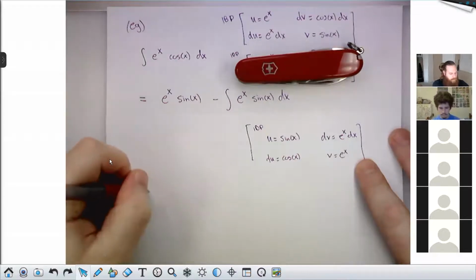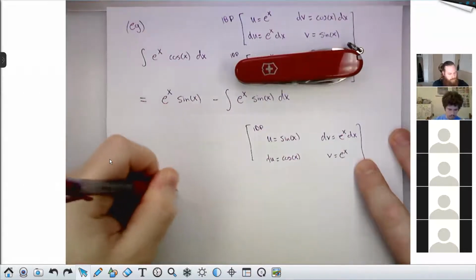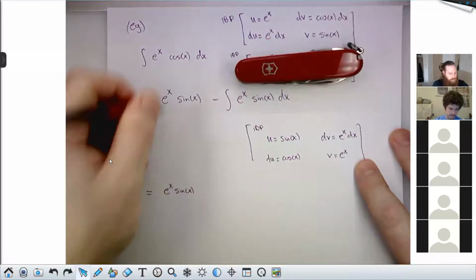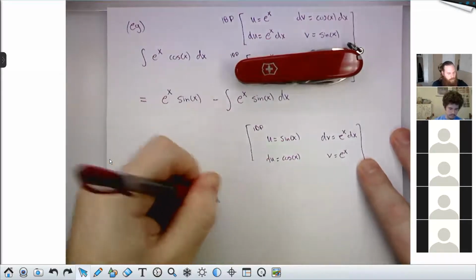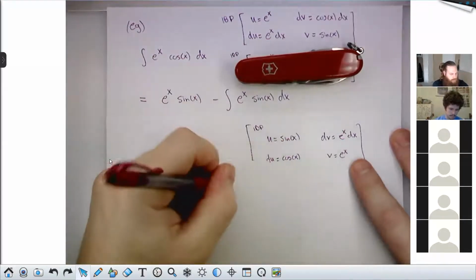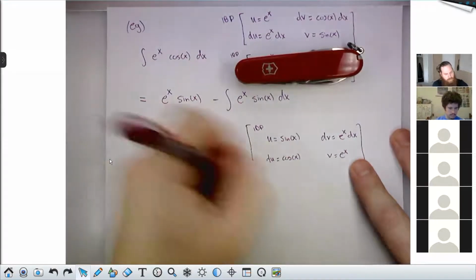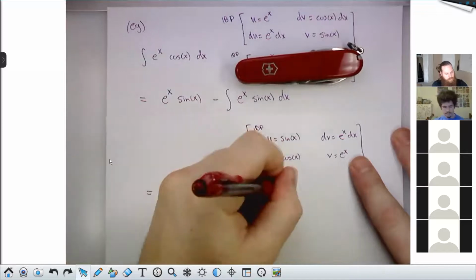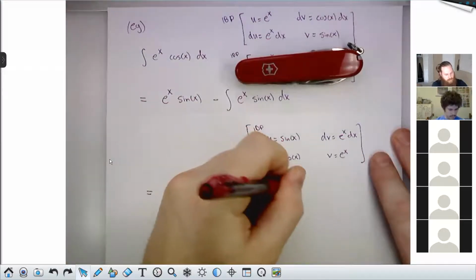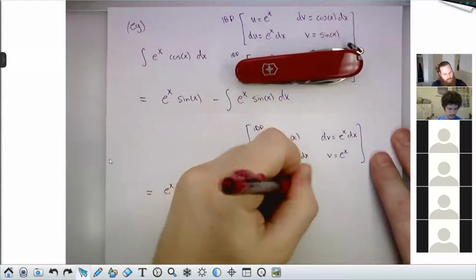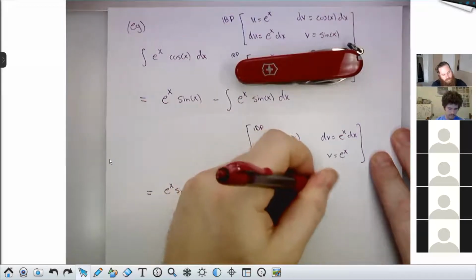So what would I get then? I would still have my e to the x sine x here, and then minus, open big paren, e to the x sine x times e to the x minus integral e to the x cos x dx. Close big paren.